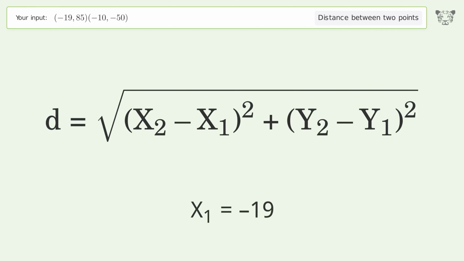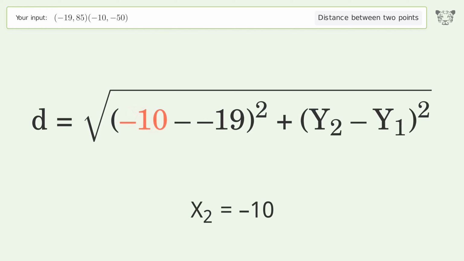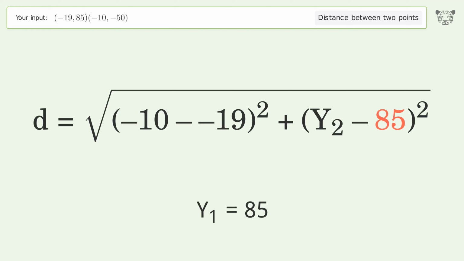x1 equals -19. x2 equals -10. y1 equals 85. y2 equals -50.